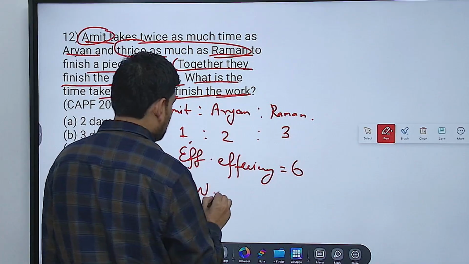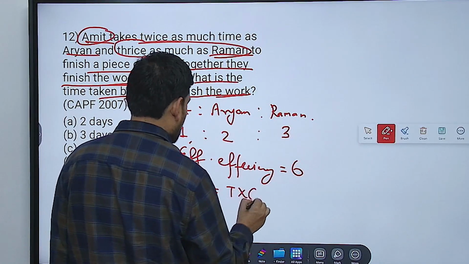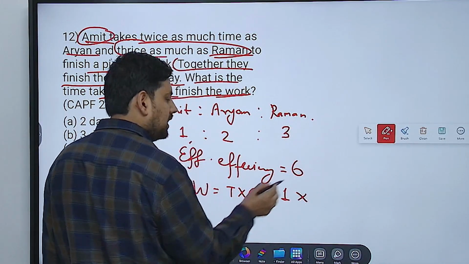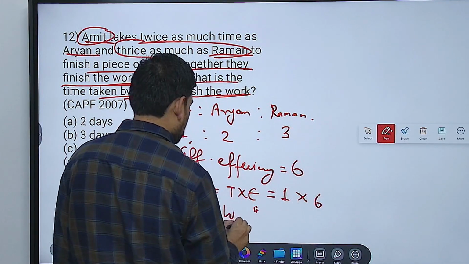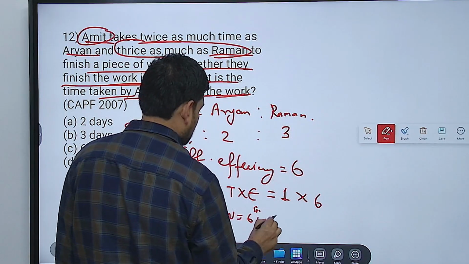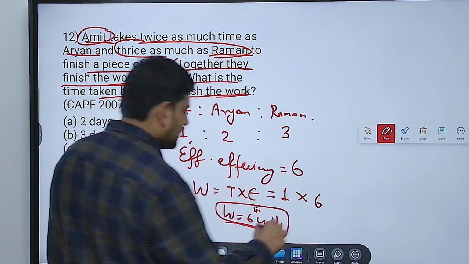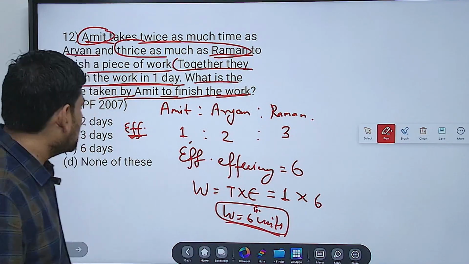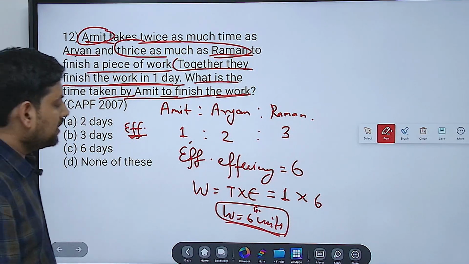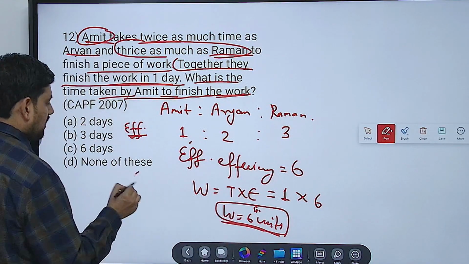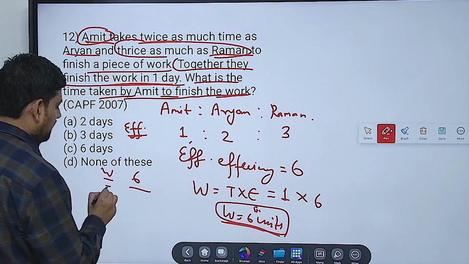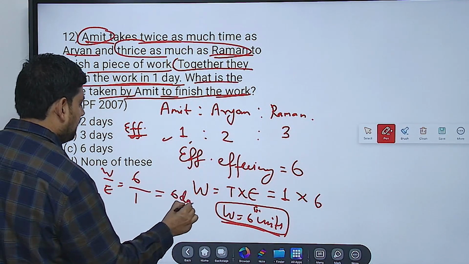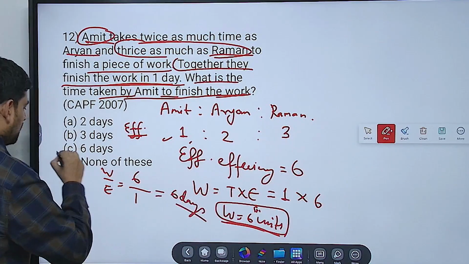Now, work is equal to time into efficiency. Time taken is 1 day into effective efficiency, which here is 6. So, work is equal to 6 units. In total, there are 6 units of work. Now, what is asked? What is the time taken by Amit to finish the work? If total work is 6 units, what is the efficiency of Amit? Amit's efficiency is 1. So 6 by 1. That means he will take 6 days to do it alone. That's it.